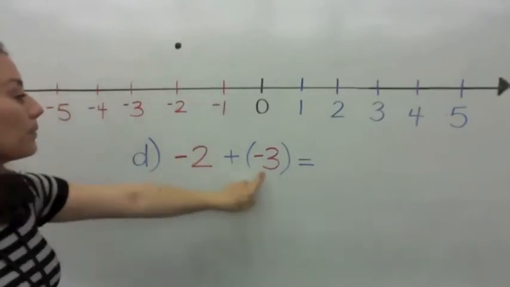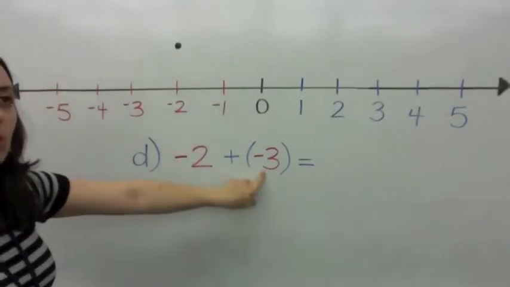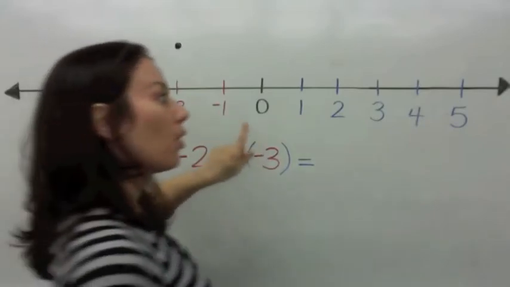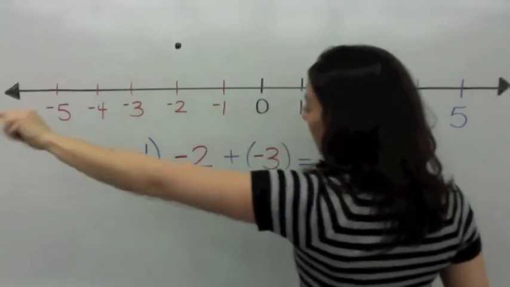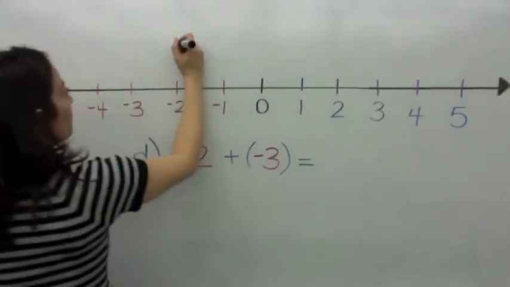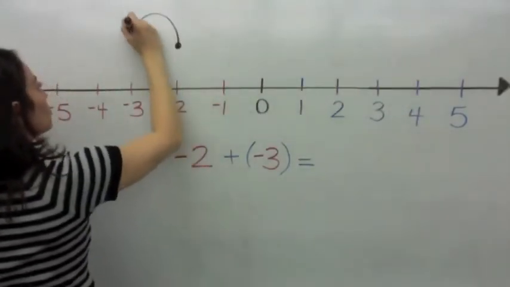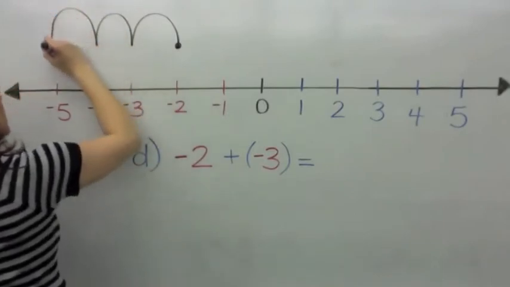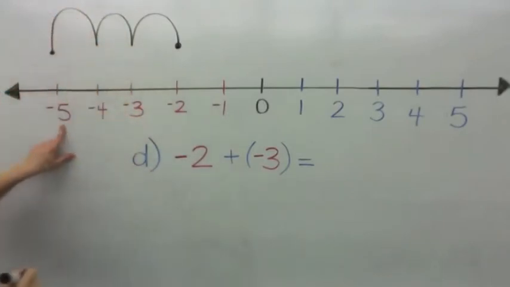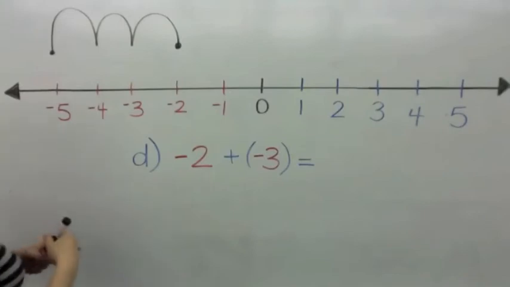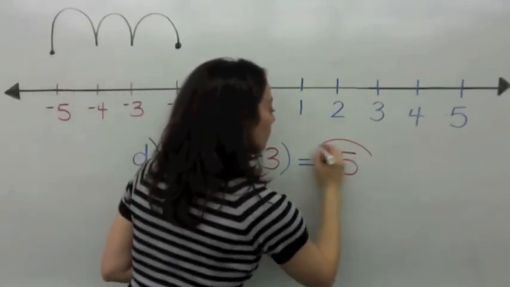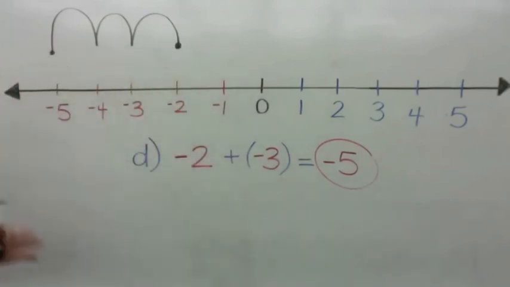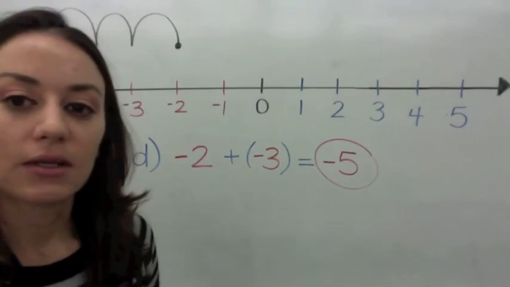Now, how many places are you going to jump and in which direction? You're going to jump over 3 places, negative to the left. That is right. You're going to say 1, 2, 3. And what new number are you at? You're at negative 5. Very good. Okay, go ahead and circle that. So now you're going to do some of these examples on a number line on your own.